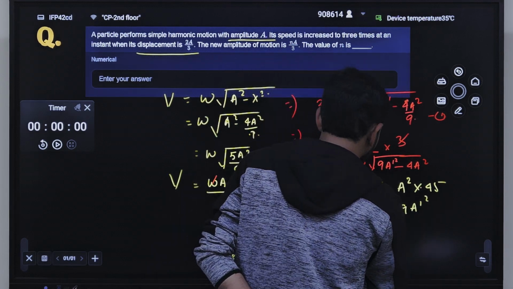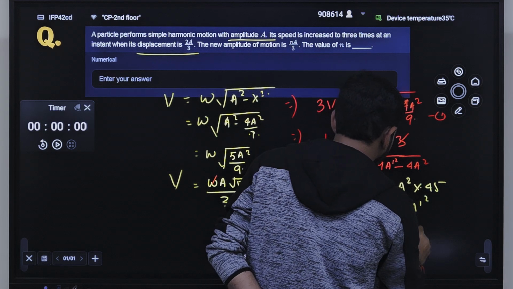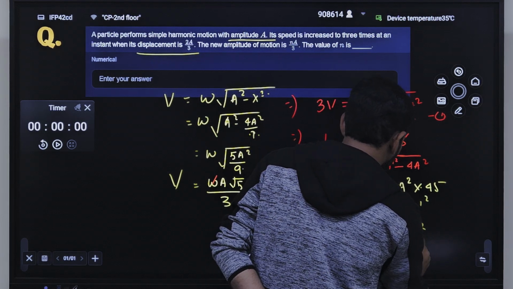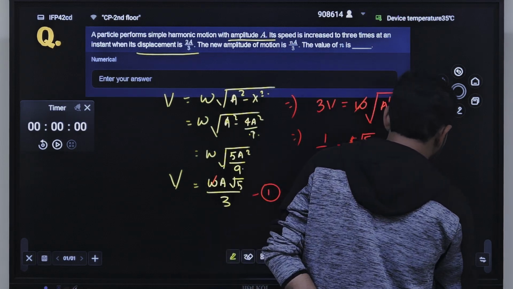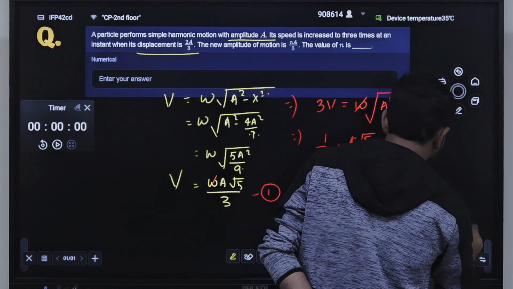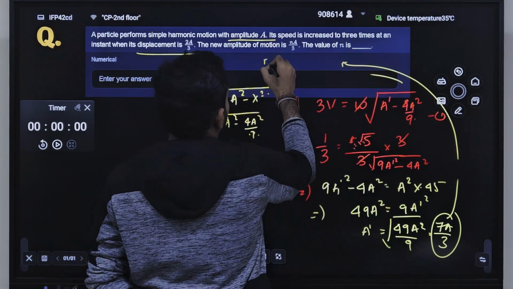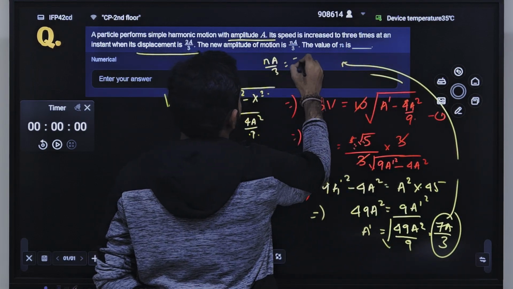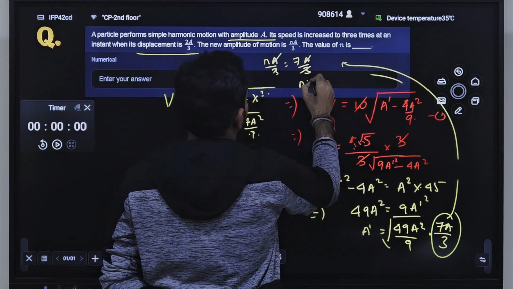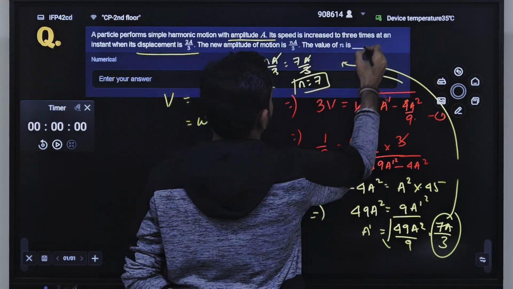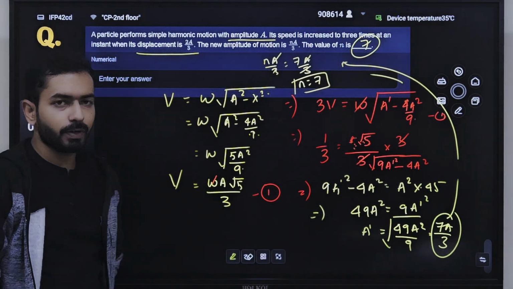Correct? That means a dash can be written as 49 a square by 9 under root. That means it can also be written as 7a by 3. 7a by 3. Now compare with this result. 9a by 3 is equal to 7a by 3. A will get cancelled, 3 will get cancelled, and is equal to 7. What is the value that is there? n is equal to 7.